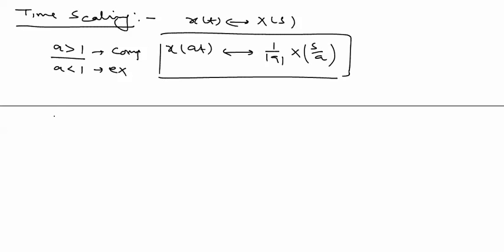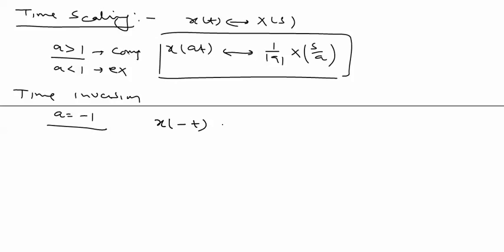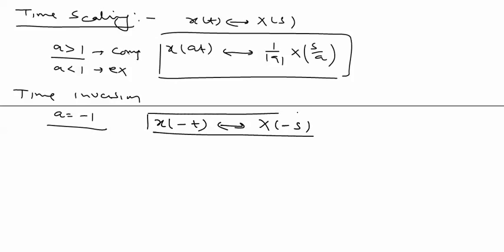Specific case, time inversion. If a equals to minus 1, time inversion, we get X(minus s). It is a specific case of scaling. If the signal is time inverted, the s domain transform is also inverted.